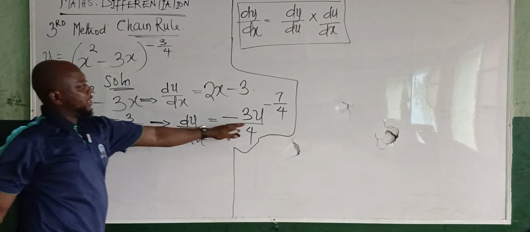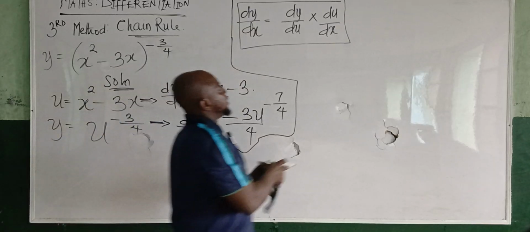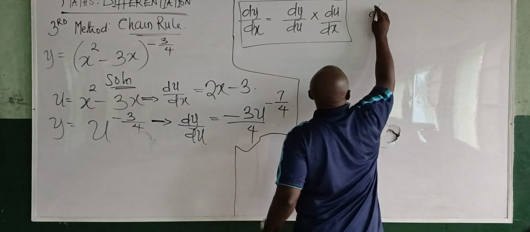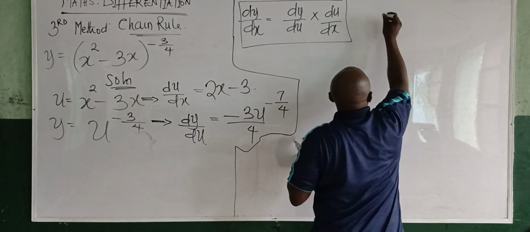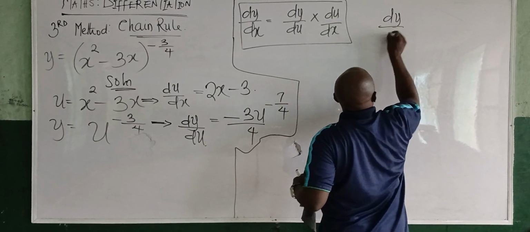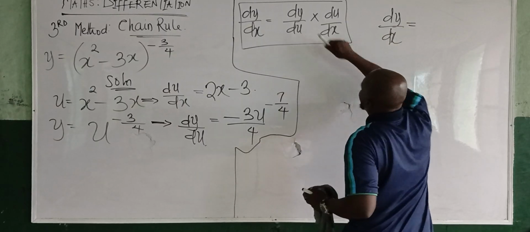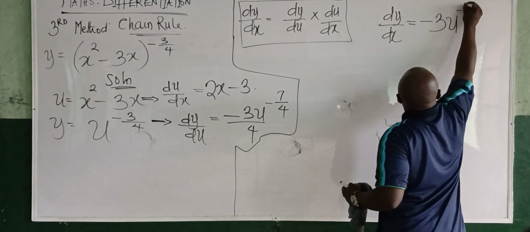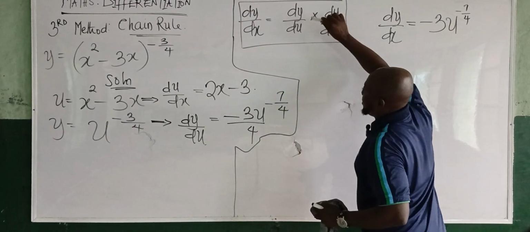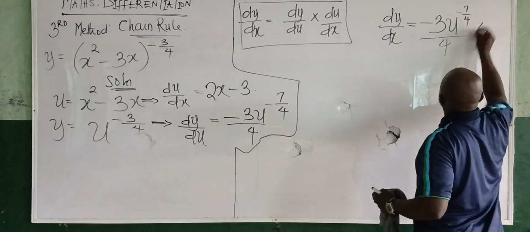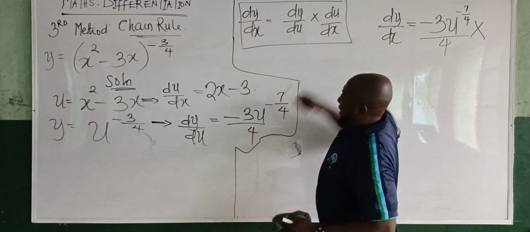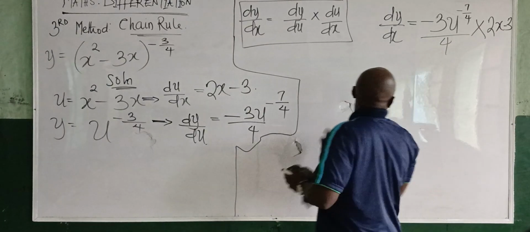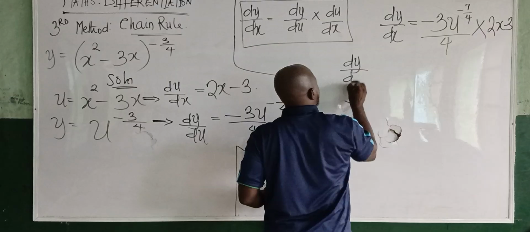So any place I see dy/du, now I'll put this one. Any place I see du/dx, now I'll put this one. So that means that we'll bring the constant out, which is now dy over dx here. Then my dy/du is this one: I have minus 3u minus 7 over 4, putting over 4 here, times my du/dx, which here is 2x minus 3. So I'll bring this one down, dy/dx here.